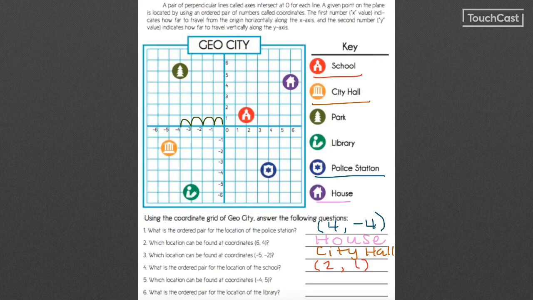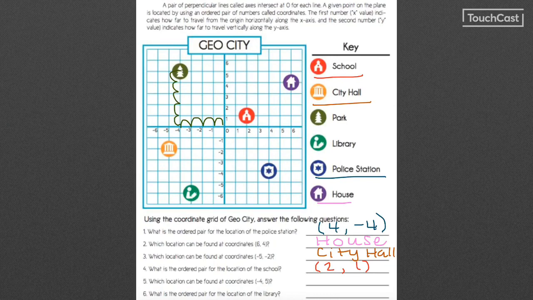For question number 5, we need to figure out which location can be found at the coordinates -4, 5. For this one, we have a negative x and a positive y. So let's try to think back to figure out which quadrant this is going to be in. Now I've moved -4 spaces, so that means it can either be in quadrant 2 or quadrant 3. If I have the 5, which is a positive number, I'm going to end up in quadrant number 2. Now if you move up 5 spaces, you find that we're at the park. You could have also figured this out because the park is the only location in quadrant number 2.